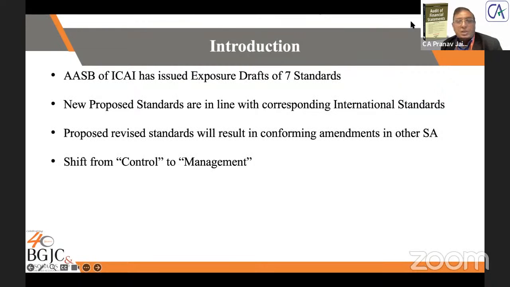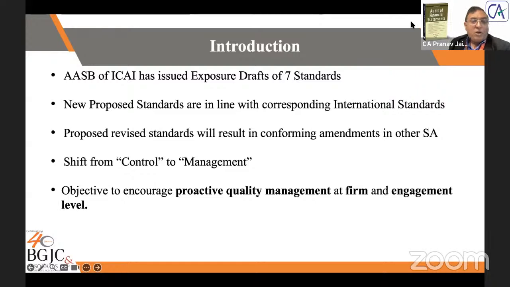One basic change in this has been a shift from the term quality control to quality management. So we had a standard on quality control, which is now being replaced by 2 new standards on quality management. And even SA 220, which we'll be discussing today, was quality control for an audit of financial statements, which has now been renamed as quality management for an audit of financial statements.